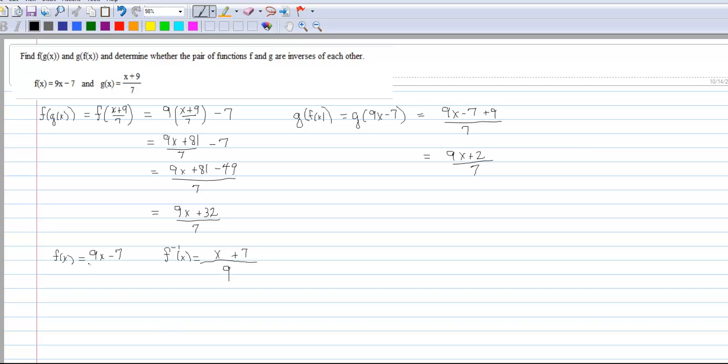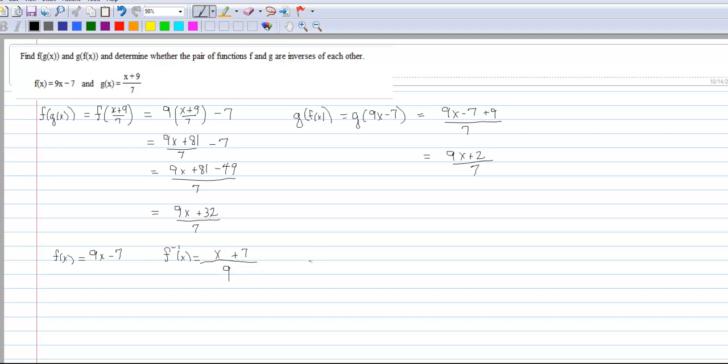So you can kind of look at what it's doing. First it multiplies by 9, then it subtracts 7. I want to, in my inverse, do it in the opposite order and the opposite operation. So since I do subtract 7 last, I want to do add 7 first. Since I do multiply by 9 first, I want to divide by 9 last.